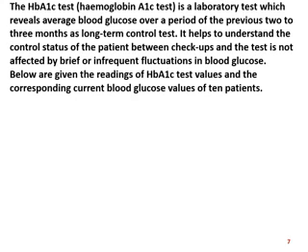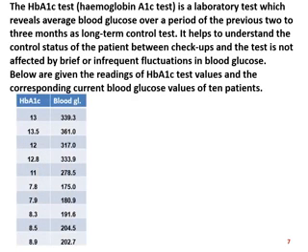Below are given readings of HbA1c test values and the corresponding current blood sugar values of 10 patients. So 10 patients went to the laboratory, and their measures were taken: the HbA1c test was done and the values were noted, and the current random blood sugar level test was also done. So we have this data set. Based on this data set, we need to compute the correlation coefficient, and it is computed with the formula that we have seen just now.